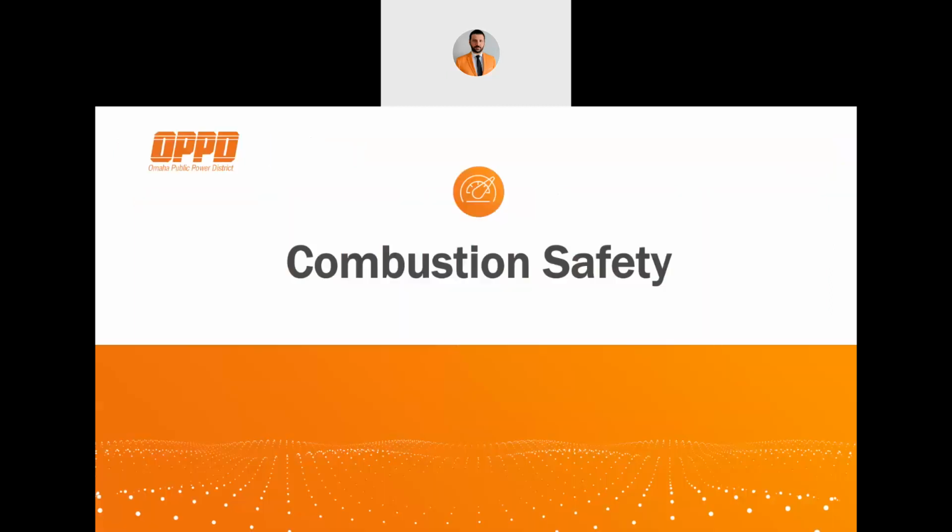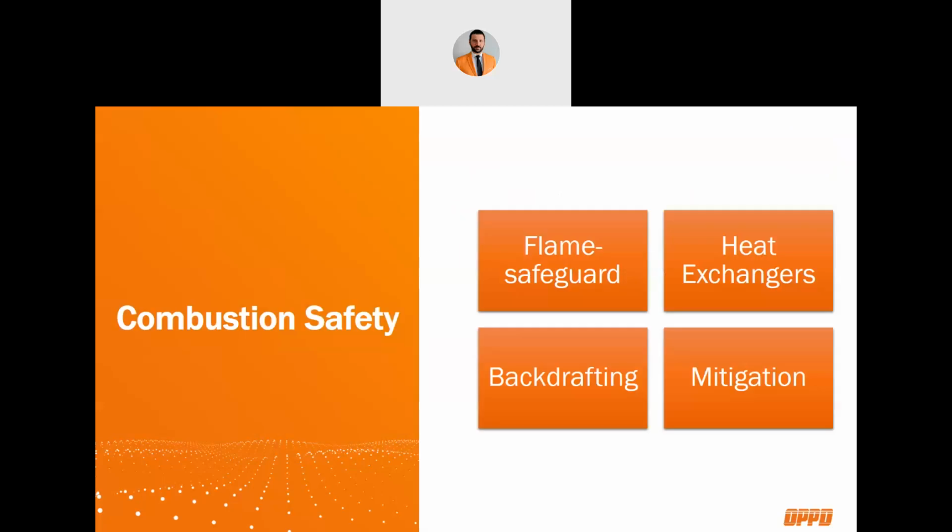Let's jump on over to combustion safety. We referenced some parts of this in the carbon monoxide portion, but let's unpack this a bit more. In our combustion safety segment, we're going to look at flame safeguarding, heat exchangers and the role they play in combustion safety, backdrafting, and of course, mitigation.